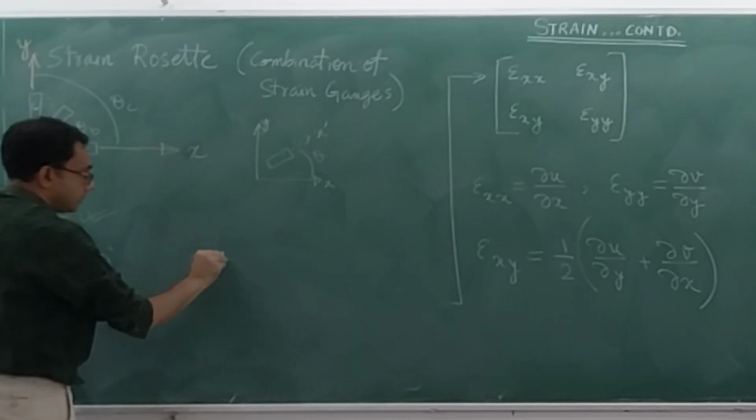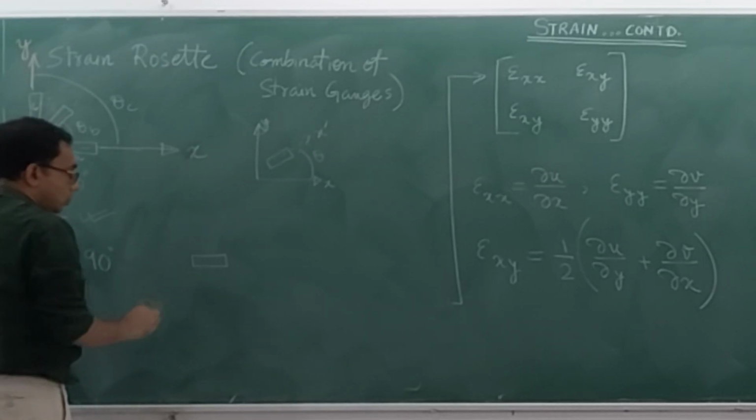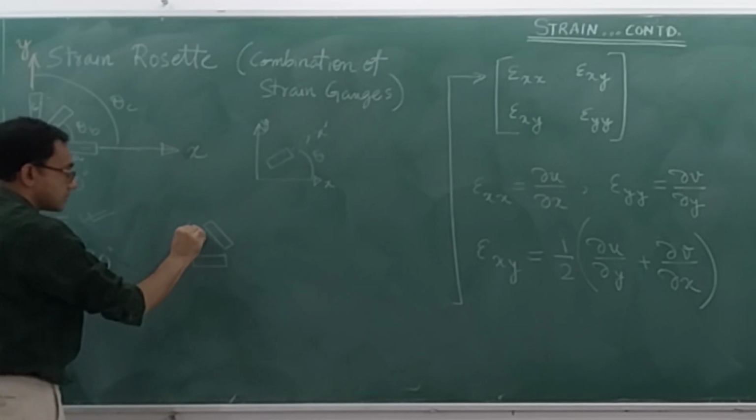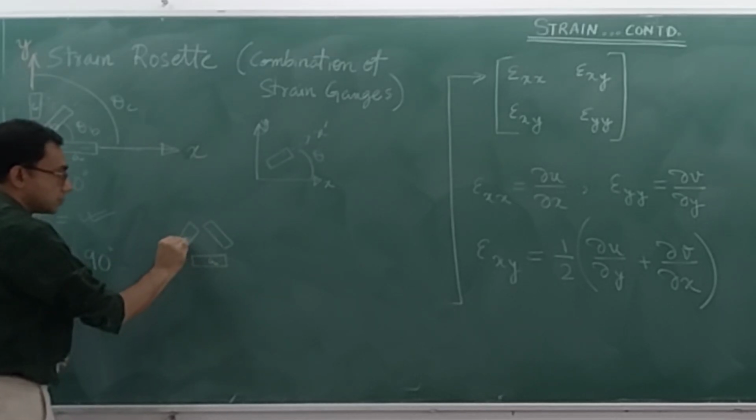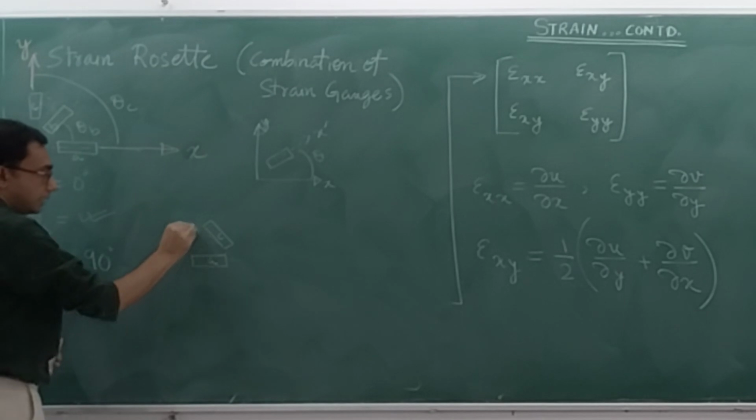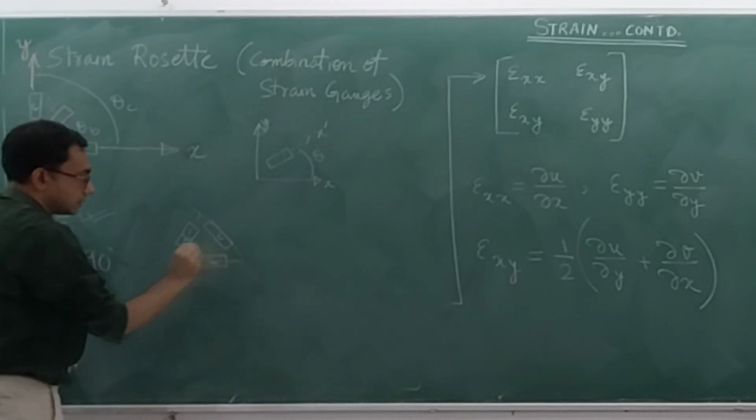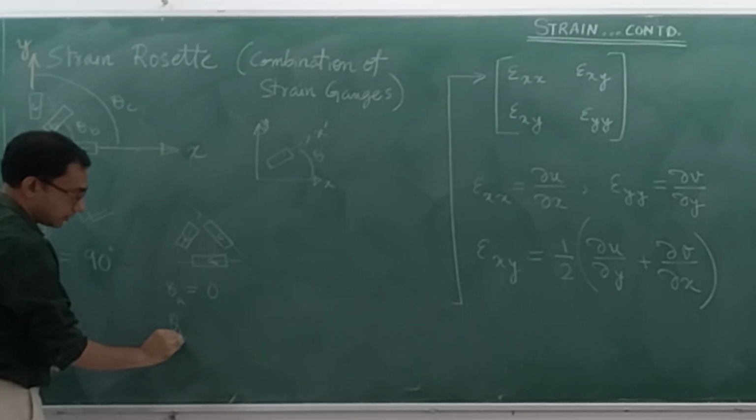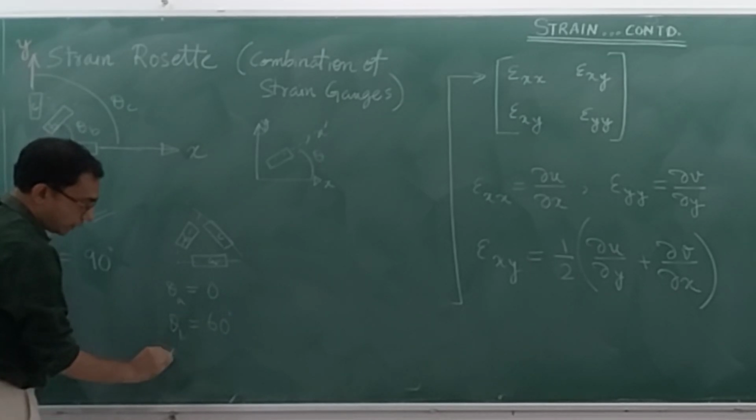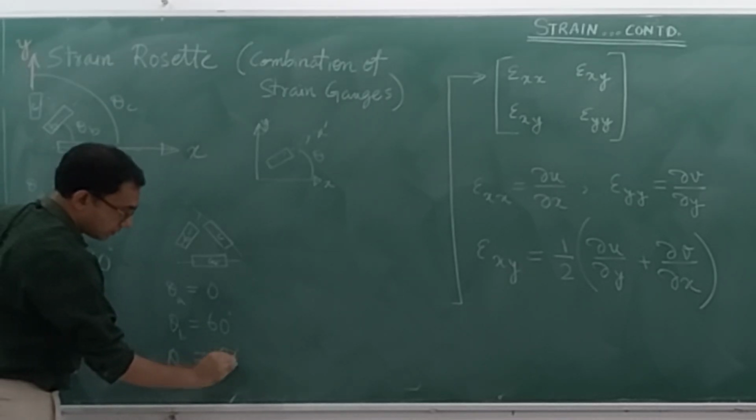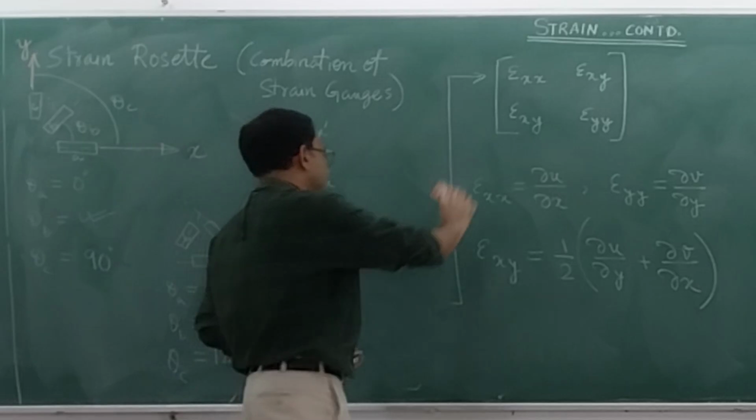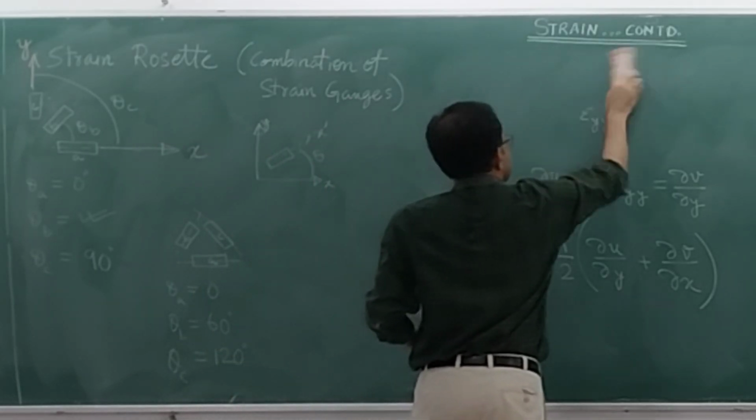If you have a strain gauge which is like this, and then maybe another strain gauge which is like this, and another strain gauge which is like this. Let's say this is A, this is B, this is C, and let's say this is an equilateral triangle. Then what is theta A? 0. Theta B is what? 60 degrees. And what is theta C? 120 degrees. That's it. You have got it. So all that we have to do now is very quickly we can write down the general expressions for the three strains.